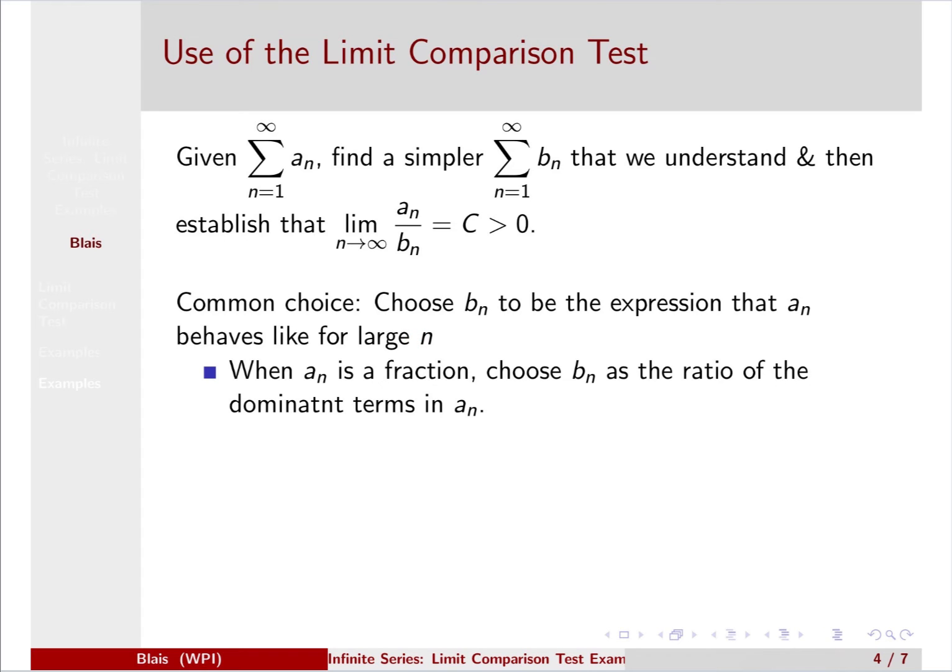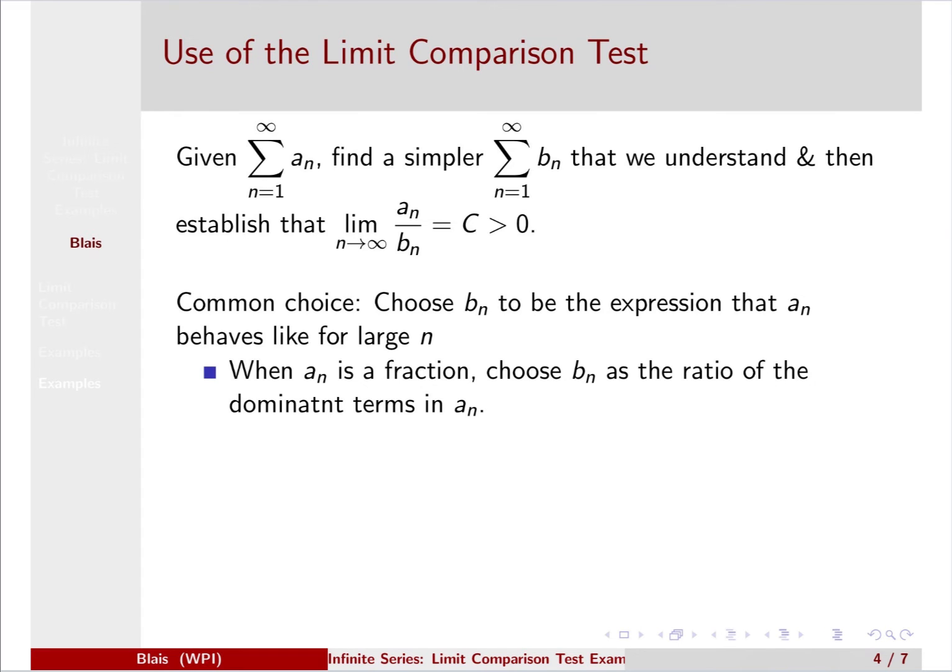For example, what we just saw in example 1: when a sub n is a fraction, when your given series is a sum of some fraction, choose the b sub n's as the ratio of the dominant terms. What that will do is allow the non-dominant terms to wash out in this limit, and then you can use your simpler series to make your conclusion about your given series, because they both converge together or they both diverge together.